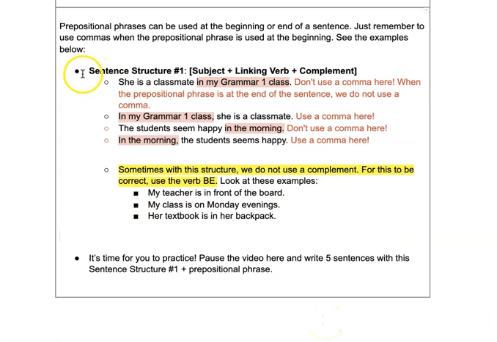So we learned about sentence structure 1 and how we can use sentence structure 1 to explain or give more information about the subject. And we learned how to use prepositional phrases with this structure. Please pause the video here and practice writing 5 sentences with the structure and using prepositional phrases. Practice using subject plus linking verb plus complement plus prepositional phrase, and practice using subject plus the verb be plus prepositional phrase without the complement.